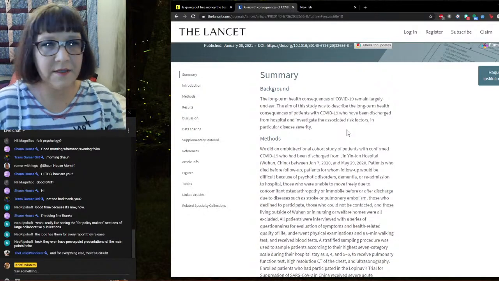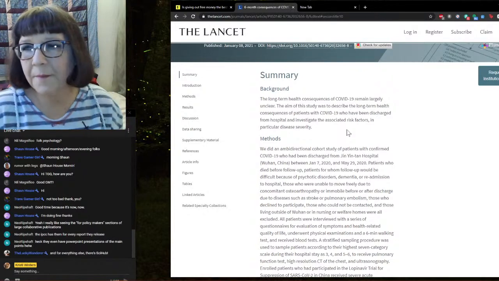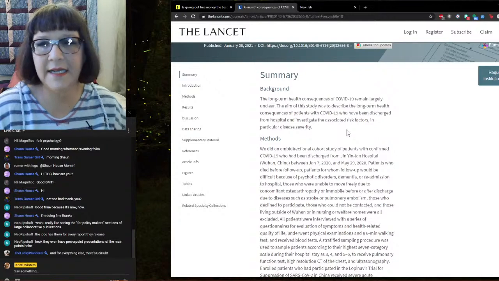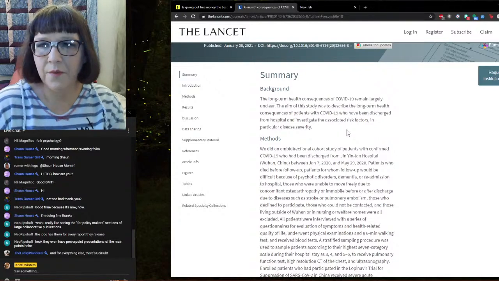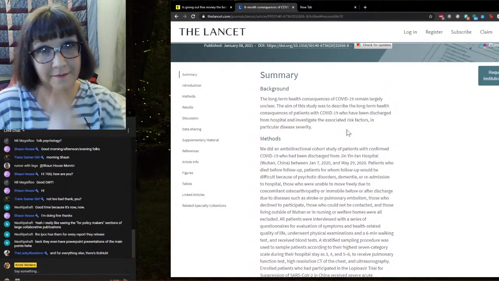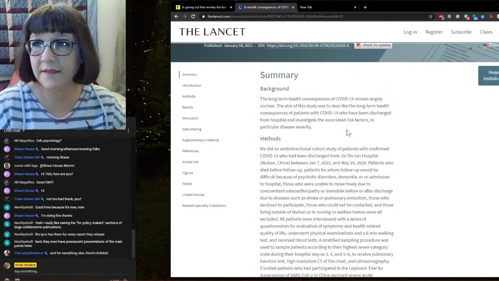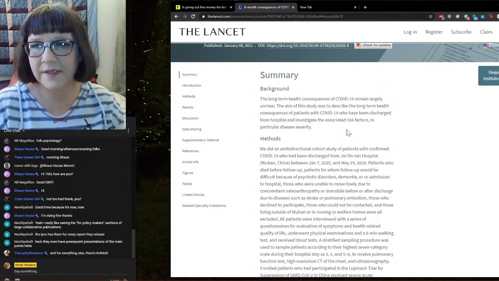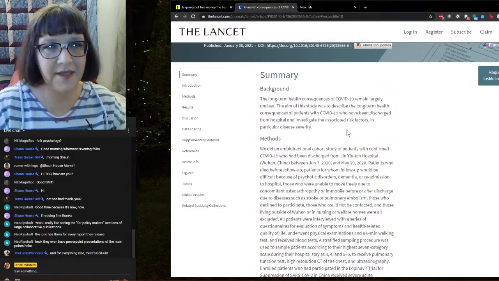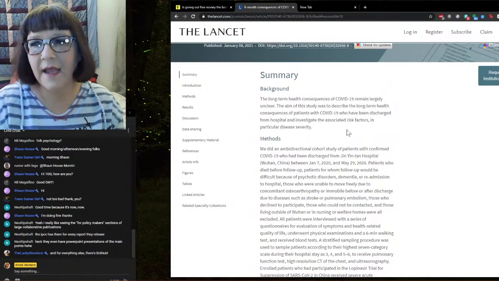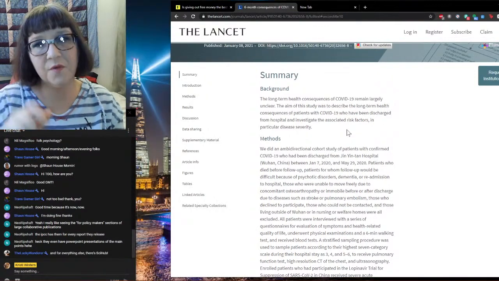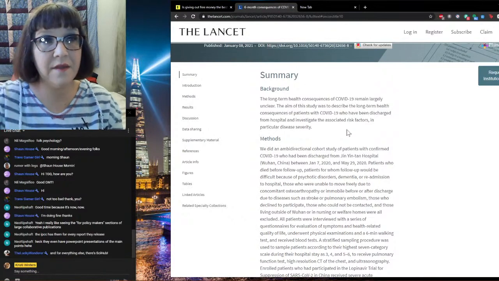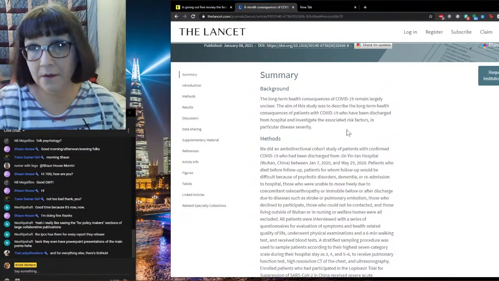It is addressing the research question about the health consequences of COVID-19 in the long term. Their aim was to describe, descriptive statistics, the long-term health consequences, and investigate or look causally at the associated risk factors. What risk factors are associated with a variation in the outcomes? Beautiful.